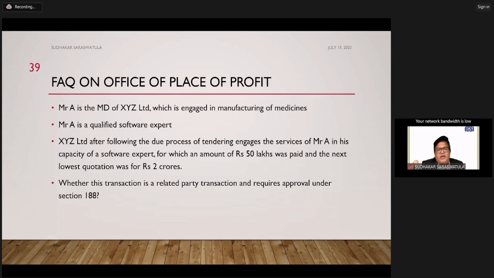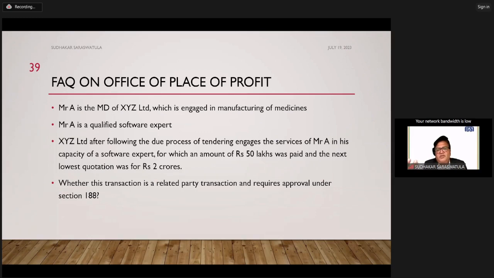Now, what happened is he is rendering some service, which is not a part of his day-to-day duties for which an agreement was entered into. Over and above what he is supposed to do, he is now rendering a separate service to the company, for which he is getting a consideration over and above what he was entitled for as a managing director.